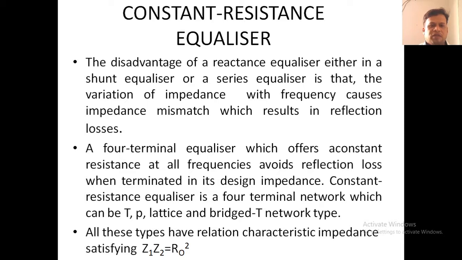So, Z1 Z2 equal to R naught square should be the first point that should be matched for making the equalizer configuration equations. In every equalizer we will see that Z1 Z2 equal to R naught square is the main condition. I hope I have told you all the points regarding the equalizer and types of equalizer, the advantages and disadvantages present in the equalizers, and how one type of equalizer overcomes the other is also mentioned here.